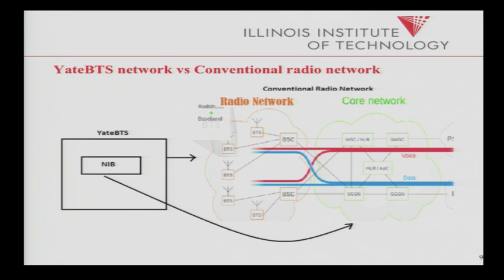And then we have a comparison between the YATE BTS network and the conventional GSM network. So our YATE BTS network, essentially, the YATE BTS part represents the radio network. It aims at substituting the BTS and the BSC in the radio network. And then the NIB serves as our core network, so it serves the purpose of representing the core network in the GSM network.